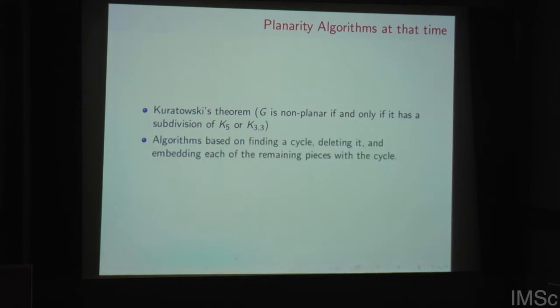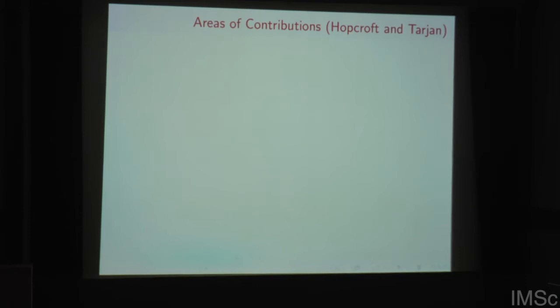There were other algorithms known, where you find a cycle in the graph, delete it, and then recursively check for planarity of the remaining pieces. And you need to deal with different pieces conflicting with the cycle, one side, the other side. But they were not really well analyzed. In fact, one such algorithm was getting into an infinite loop, according to Tarjan. There was no theoretical analysis, and this is the time when Hopcroft and Tarjan started working on this planarity algorithm.